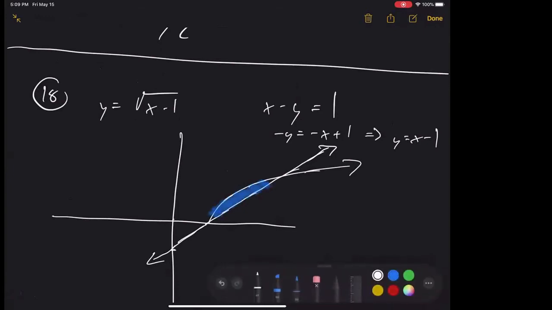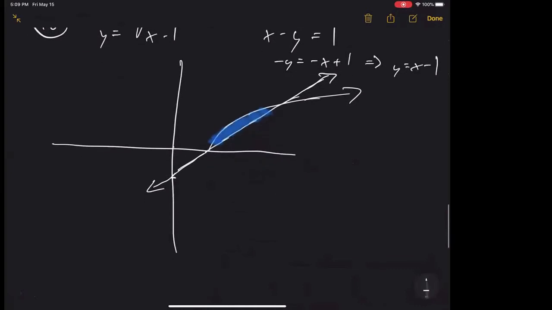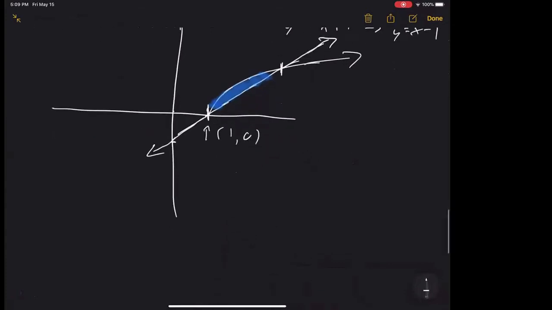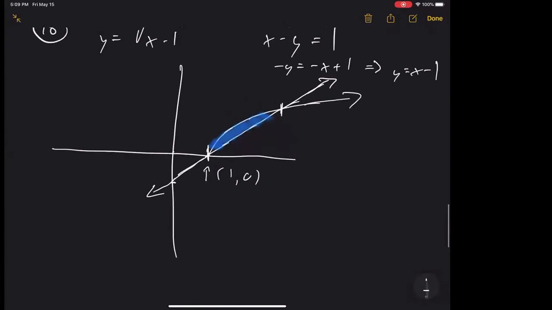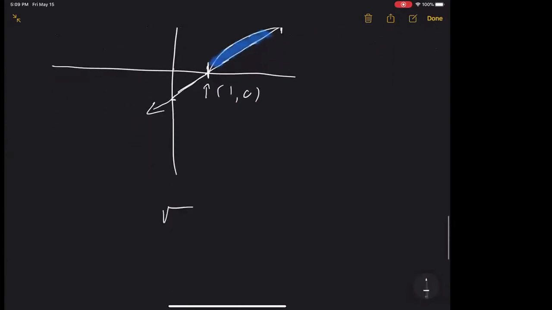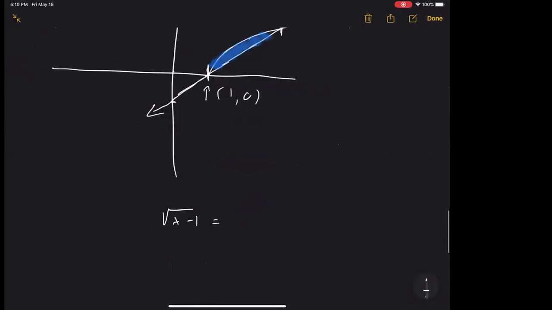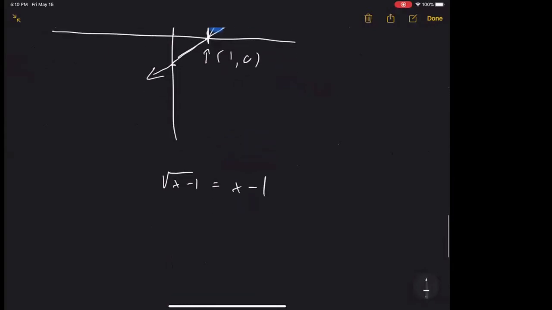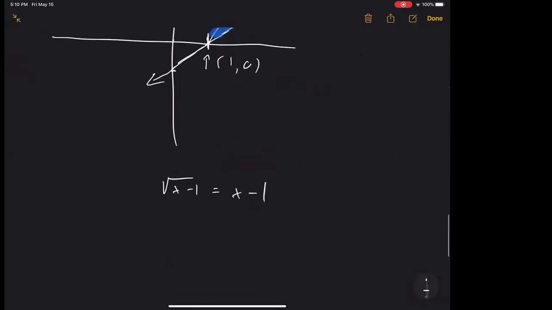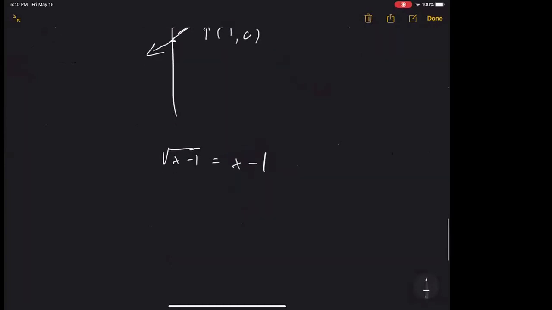All right, now what do I need to do? I need to find the points where these curves intersect. This one looks like it's at the point (1, 0), but let's make sure. How do I find the points where they intersect? I set the two curves equal to each other. So square root of x minus 1 equals x minus 1. How do I find that? This square root is throwing me off, but let's square both sides and see what happens.